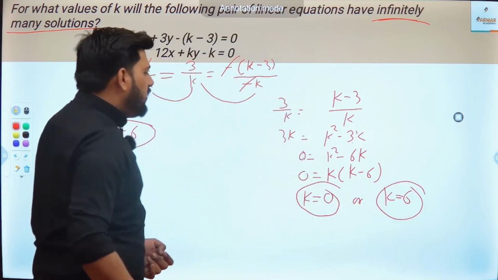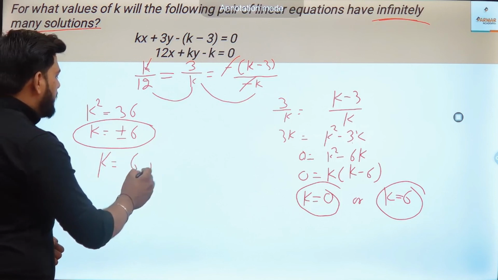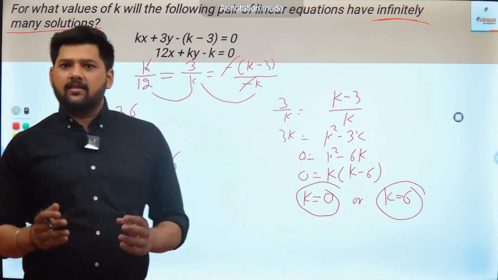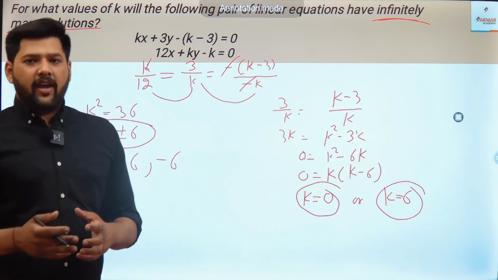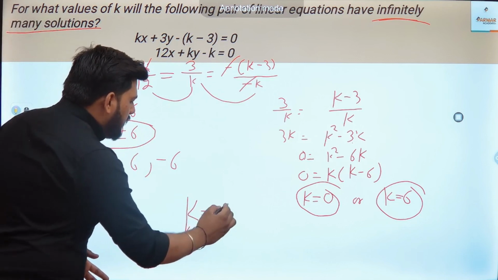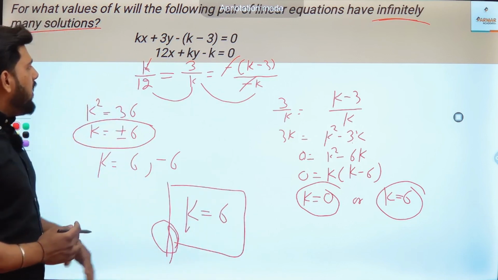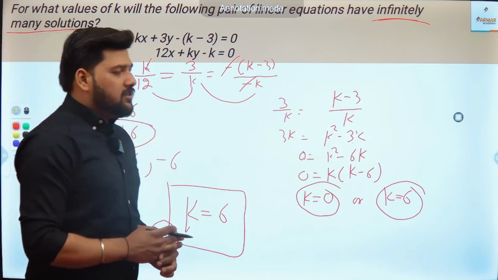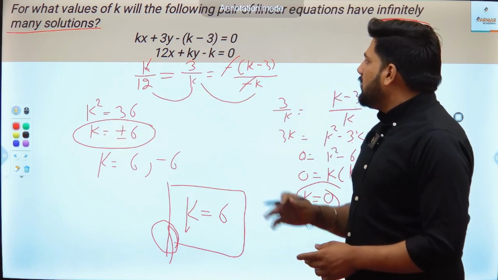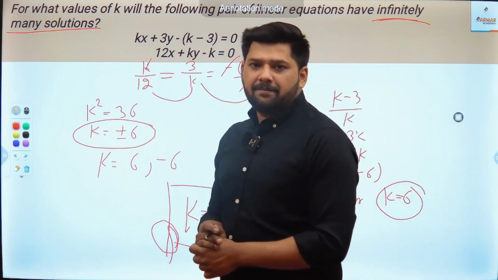Now look here. From the first two members, the values of k are 6 and minus 6, and from the second and third members the value of k is 6. Now the common value of k is the solution. So the common value of k is equal to 6. That is the actual value of k required for infinitely many solutions. So for infinitely many solutions, the value of k must be 6.